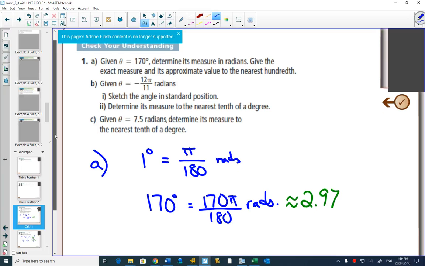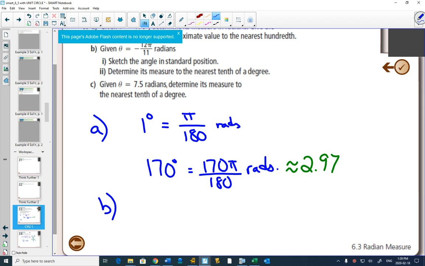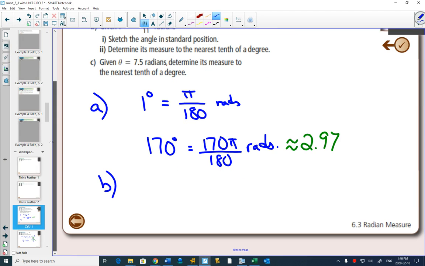Part B. Given theta equals negative 12 pi over 11 radians, can we sketch that without changing it to degrees? One of the things that, especially at the beginning, is your mind doesn't work well in radians. But we're going to start thinking in radians. So right now we've got negative 12 pi over 11 radians, and we're going to draw a sketch.